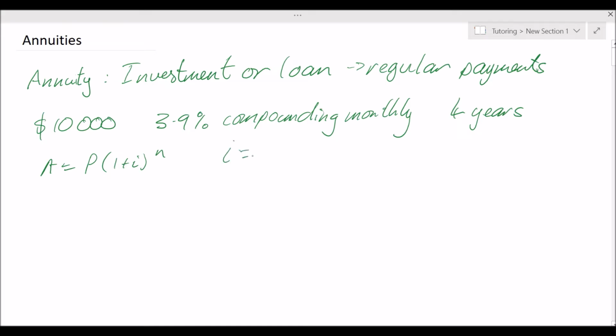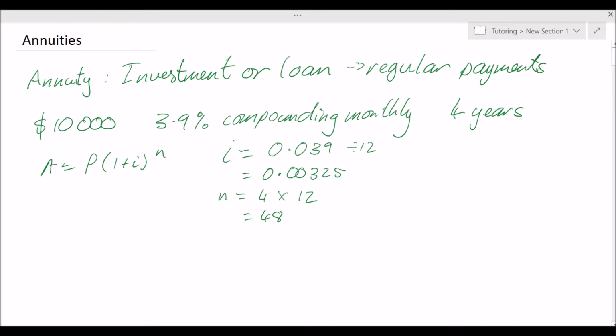where I would be the interest rate as a decimal, and then divided by 12 because it is compounding monthly. So the variable I there stands for the interest rate as a decimal per compounding period. That would give us an interest value of 0.00325. And then our N value is the total number of compounding periods. So if that's 4 years, 12 months in each year, that's 48 compounding periods, or 48 months.